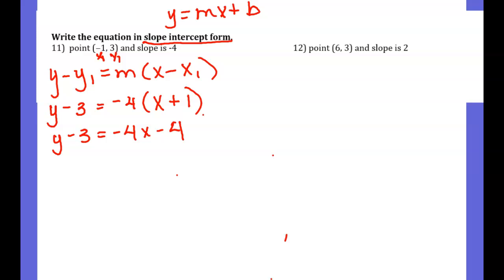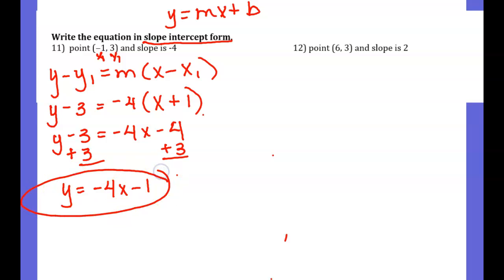And then, to get the y by itself, we're simply going to add 3 to both sides. So our y is equal to negative 4x minus 1, because negative 4 plus 3 is a negative 1. All right, so there's our first answer.